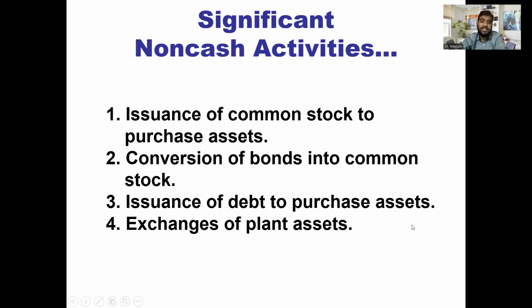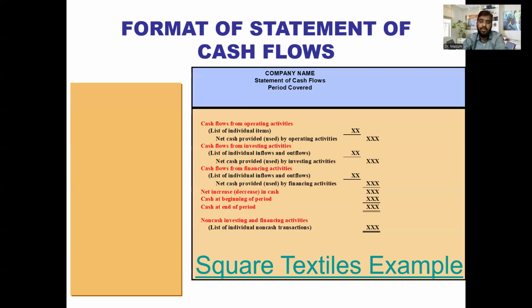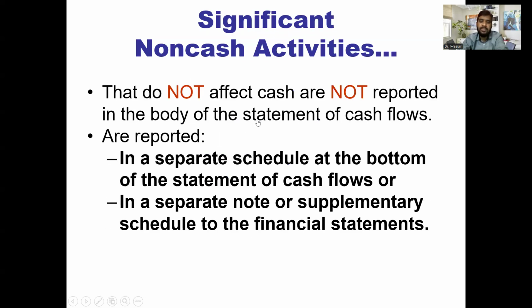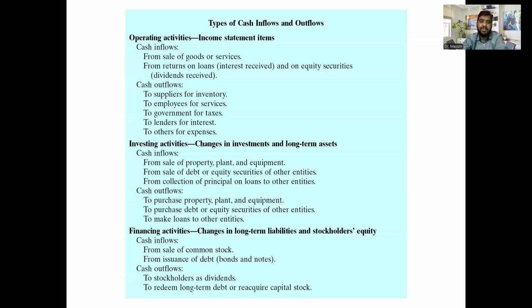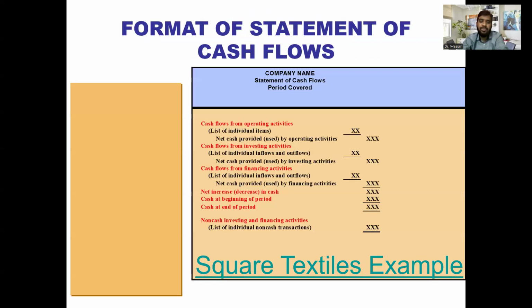Issuance of debt to purchase assets, that is, I gave you a loan, you give a computer. Exchange of plant assets, you gave a computer, I gave you a chair. So these are changing, but these are non-cash activities, and this will not be reported as cash inflows or outflows in the format of cash flows. And we have shown this is ultimately the format here. And you can also show it in this way. We can check the Square Textiles example.